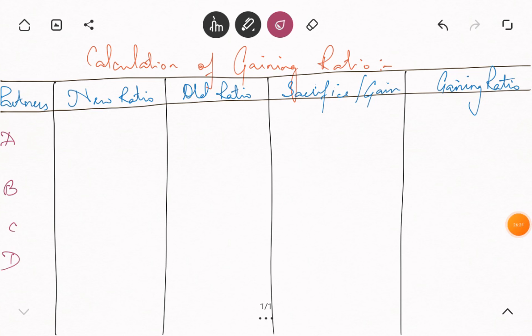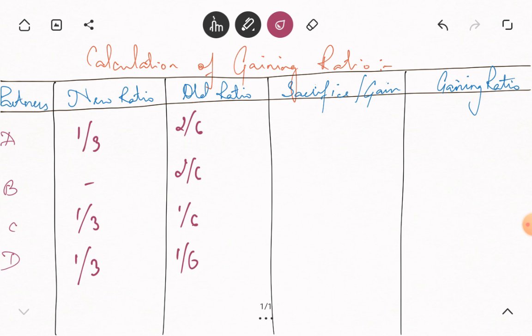In the question, it was given that A, C, and D decided to share profits equally in the future, right? So the new ratio will be 1/3 for A, and B is the one who's retiring, so nothing for him. C also 1/3, D also 1/3. And the old ratio you see there, 2:2:1:1. So the old ratio is 2/6, 2/6, 1/6, and 1/6 respectively.